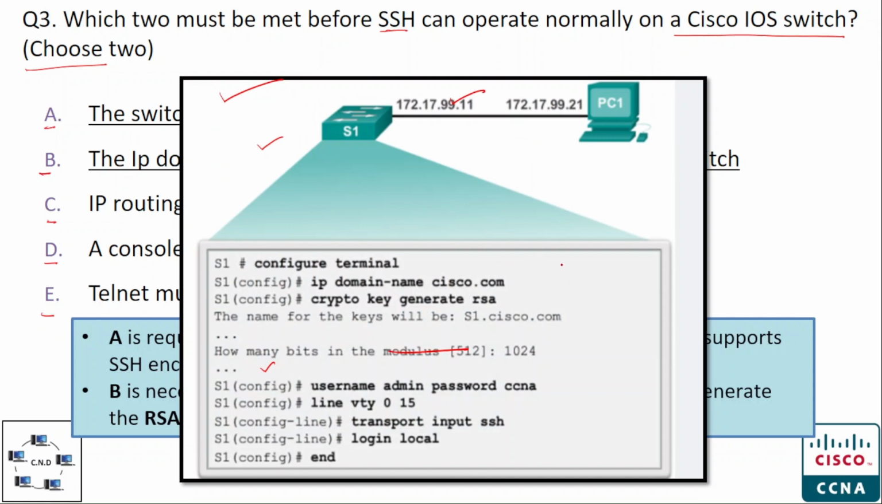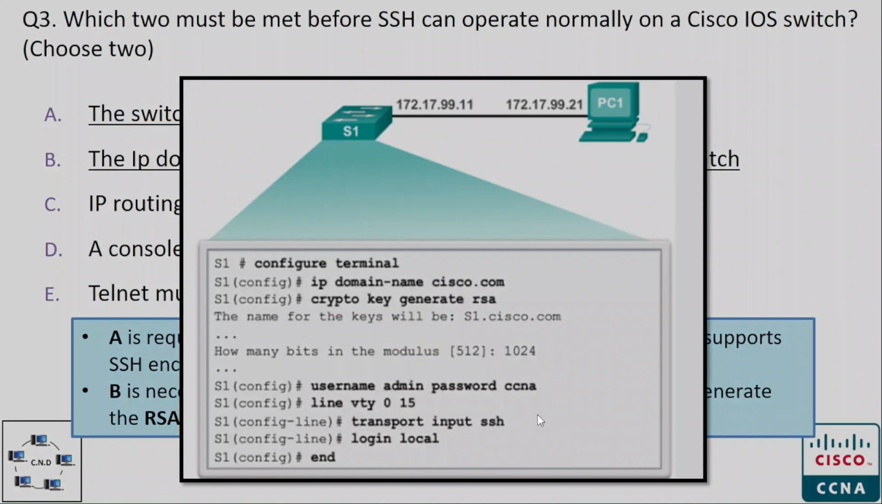And this is how SSH is then configured. If your Cisco IOS does not have the K9 image, you cannot use this command. So the two conditions are that you must configure this command, and the IOS must be K9, that is crypto, so that this command can be run. And these are other commands that are then used to configure SSH.